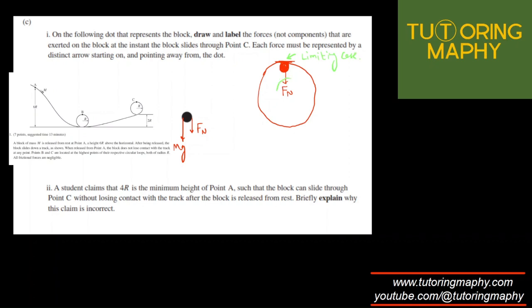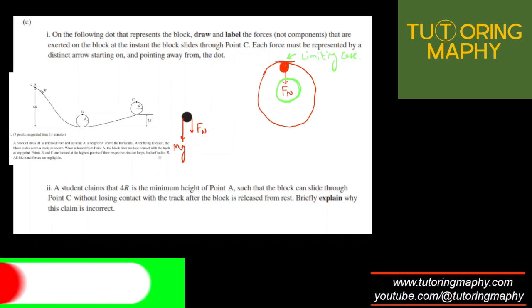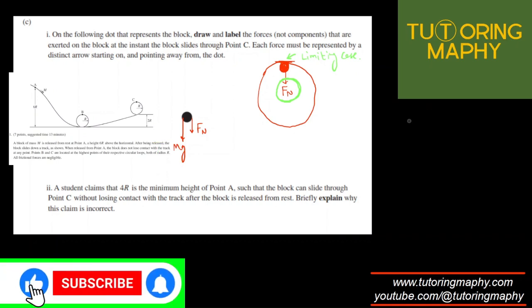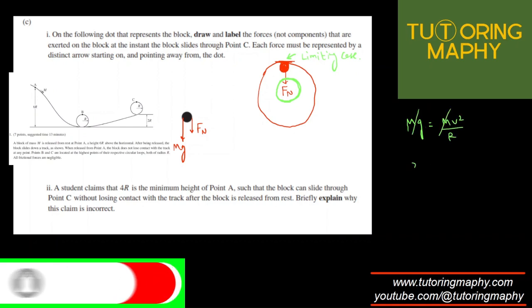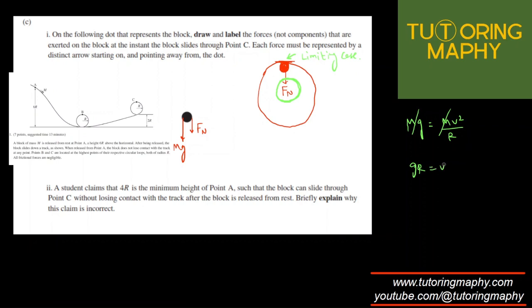At that limiting case, we will assume that Fn is just 0, because that's a limiting case. We are finding what is the velocity when it just lost the contact. So the only force which is acting downwards is mg. So what will be mg? And since it is moving in a circular motion, that should be mv square over r. So m and m is gone, so we are left with gr is equal to v square. Okay, let's keep it aside. Now we are interested to find what is this minimum height. So let's say the height is h.